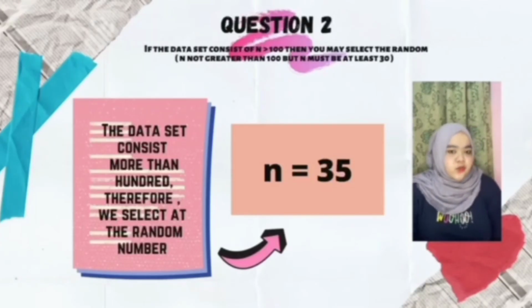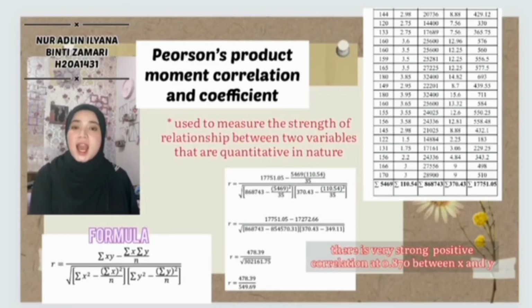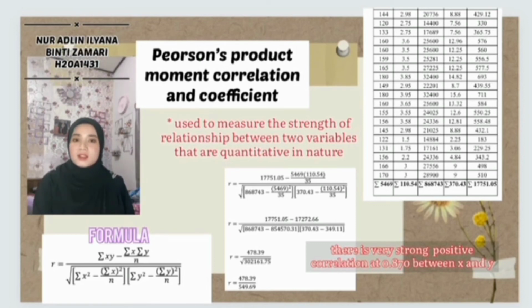For question number 2, our data set consists of more than 100. Therefore, we have selected a random sample of n equals 35. I will explain how to calculate the Pearson product moment correlation coefficient. Before that, let us know what the Pearson correlation is. This technique is used to measure the strength of the relationship between two variables that are quantitative in nature. As you can see on the slide, the formula for how to calculate it is given.